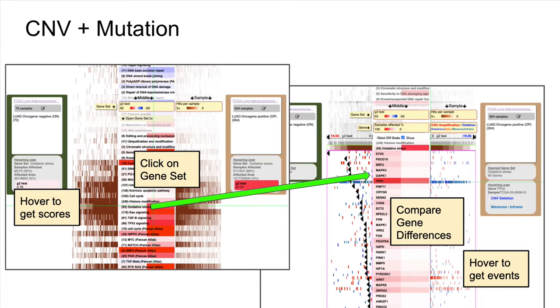Switching over to copy number plus mutation, it's the same thing. You have a comparison analysis between the two, and you hover over to get individual scores. The big difference is when you look in, you can see individual somatic mutation or copy number variation hits. In this case, CNV deletion and missense mutations.